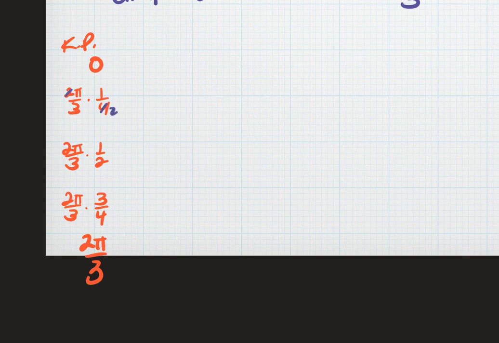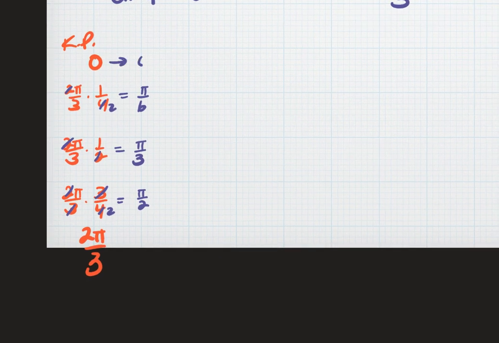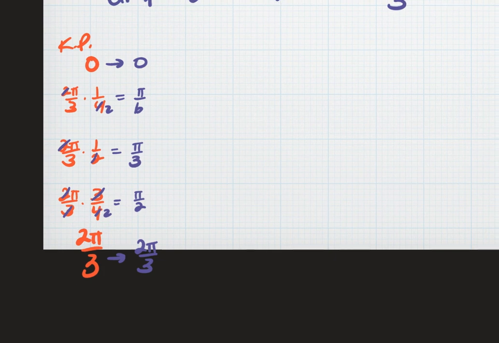So simplify here, and I get pi over 6. Simplify here, I get pi over 3. Simplify here, I get pi over 2. First one was at 0. Last one, 2 pi over 3. And if there wasn't a phase shift, those would be my key points. But this time, there is a phase shift.